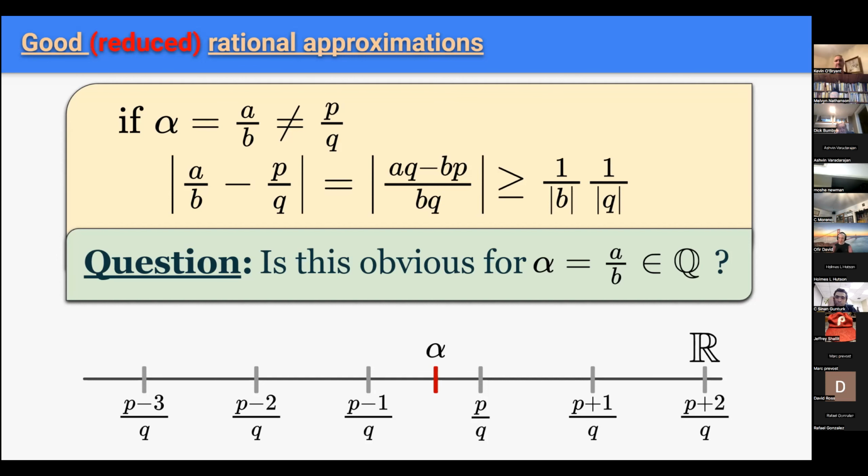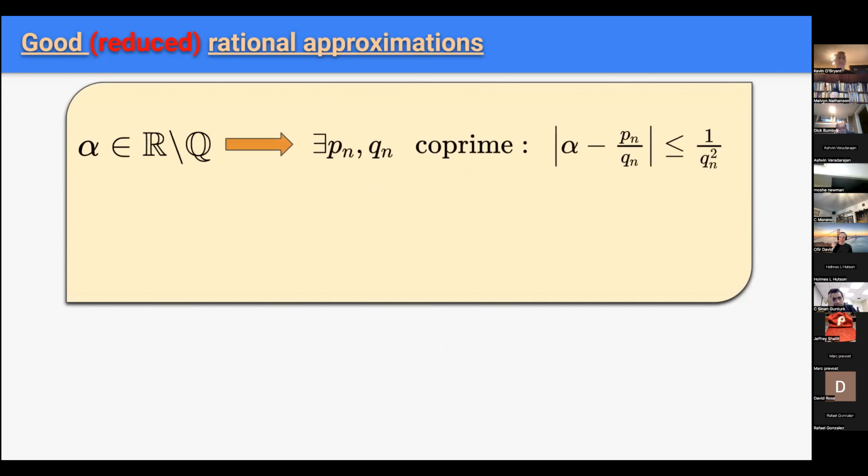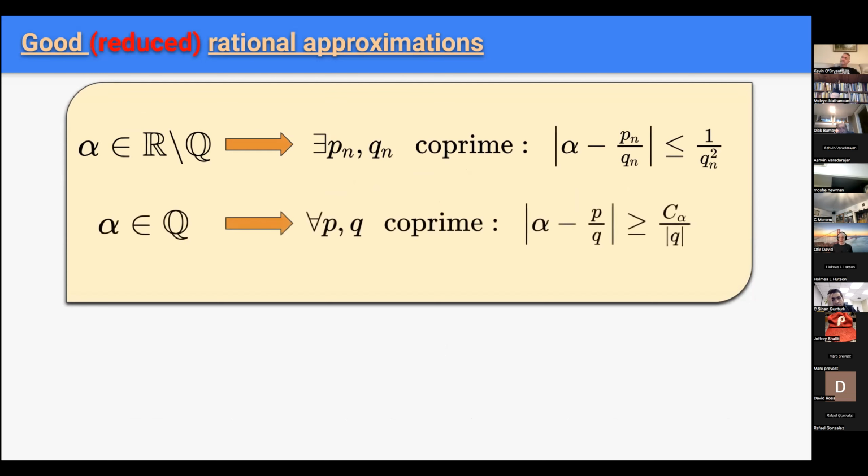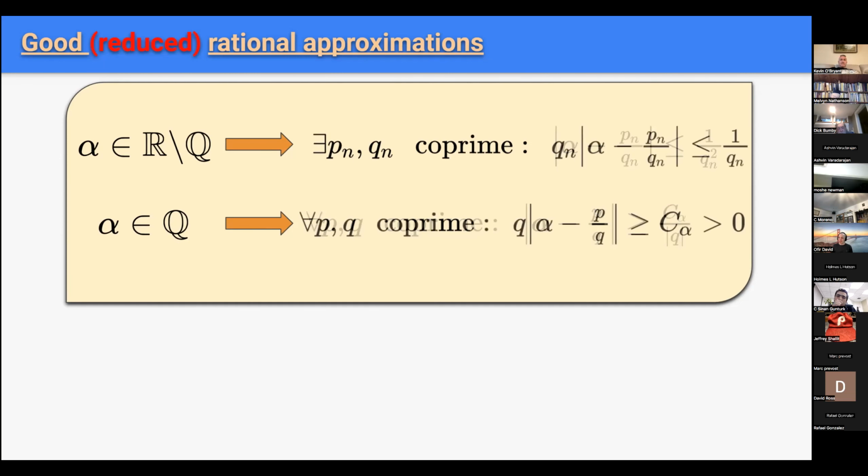So now we have this nice gap. To summarize, if we have an irrational number, then we can always find very good rational approximations: the error is at most 1 over q squared. And if alpha is rational, then the error is at least some constant divided by q, as long as the approximation is not alpha itself. So we have this gap between rationals and irrationals: one gives us at most 1 over q squared, and the other gives us at least 1 over q. And let me just multiply both sides by the denominator.